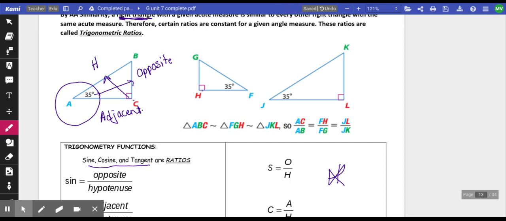So again, when we look at triangle GHF, GF is our hypotenuse because it's across from the right angle. Then we know angle F. So GH is our opposite. And FG is our adjacent. I want you to pause and tell me the sides of triangle JKL.